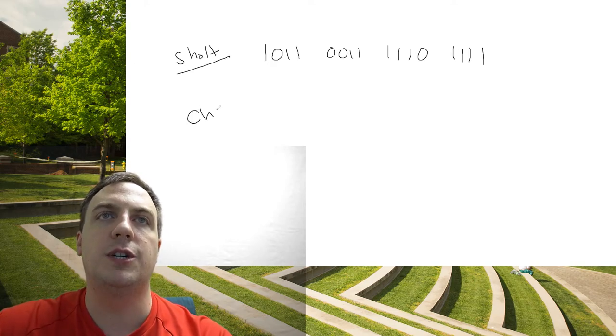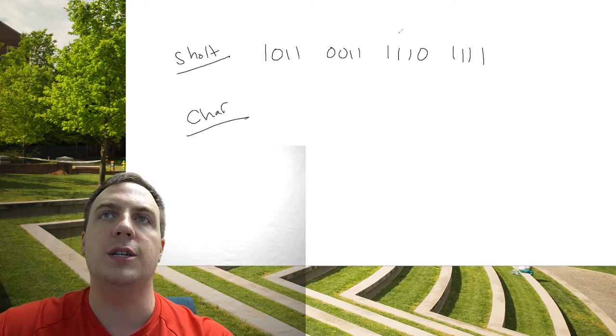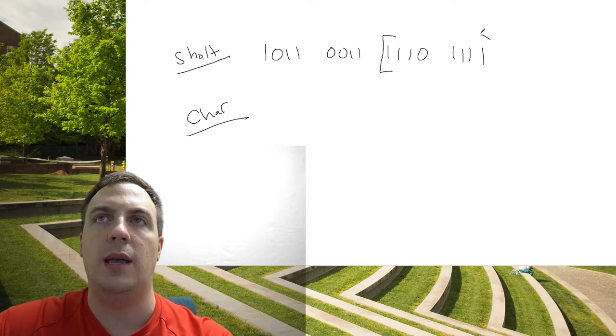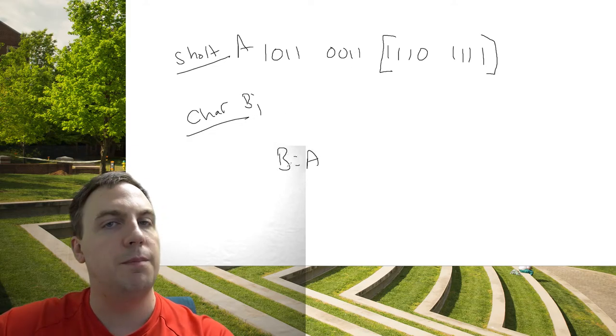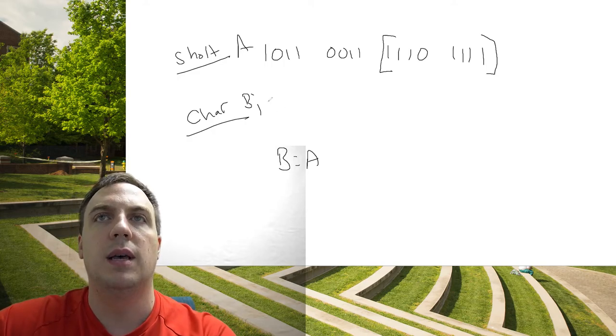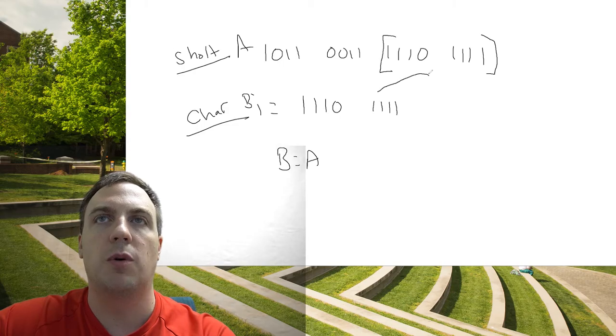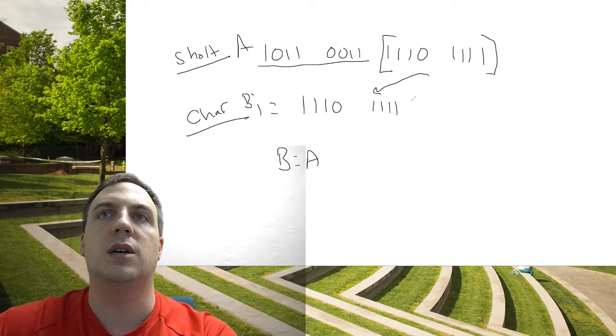Now, if we put this into a char, what's that going to look like? Well, we actually grab the lower 8 bits. So if we said this is short A, char B, we say B equals A. Well, what's B going to equal? Well, B can only store 8 bits. And so that's going to get 11101111, this portion of the number. Everything up here is truncated. Okay, so this is called narrowing.